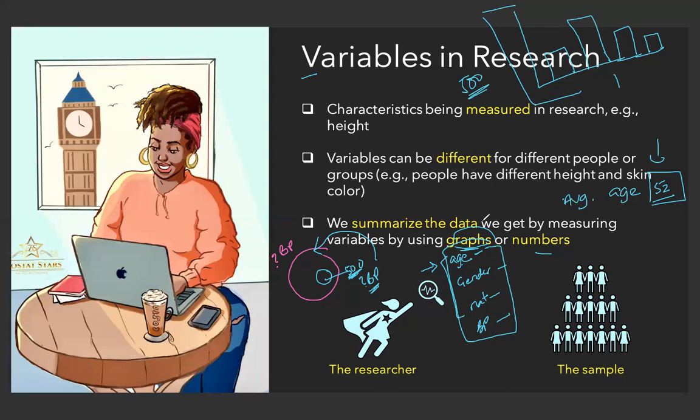Okay, so this is about variables. Just to summarize, variables are the characteristics that we measure when we're doing research. When you measure variables, you get data, right? And obviously variables can be different for different people because everyone is not the same. Now, when you get data, you're going to have data all over the place, especially if your sample size is large. So it's good to summarize the data that you have.